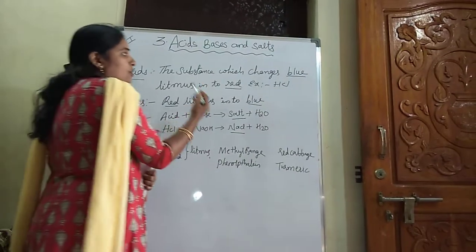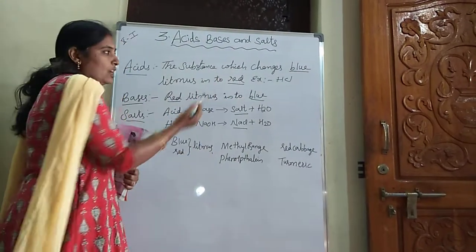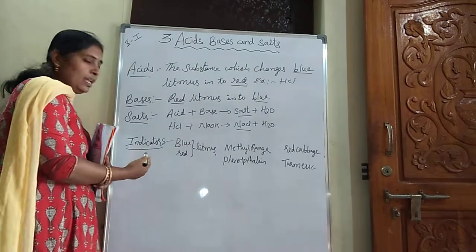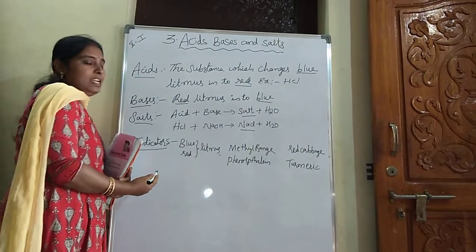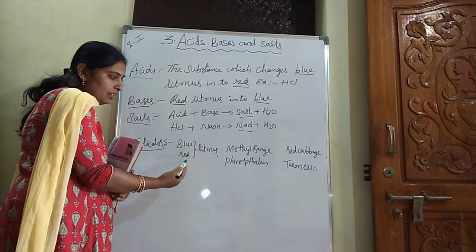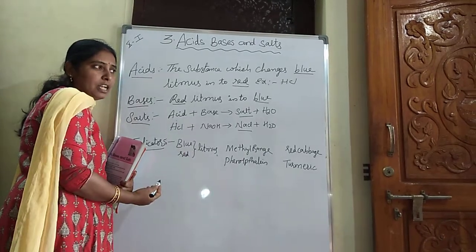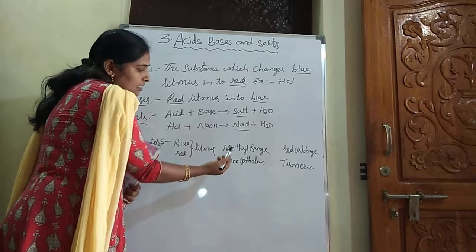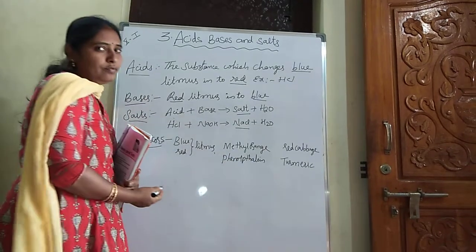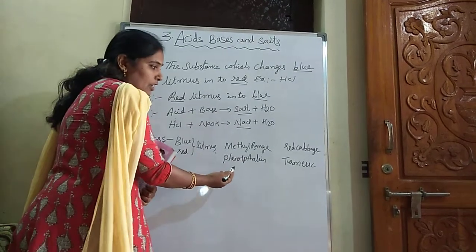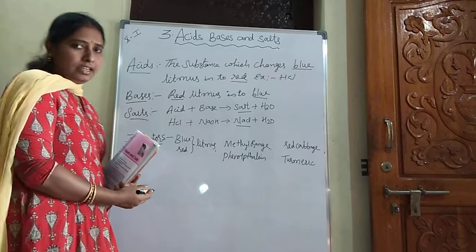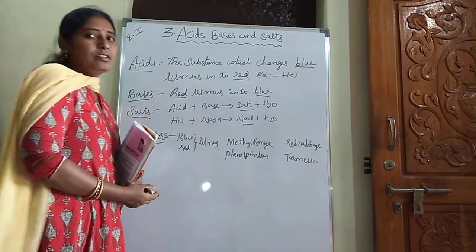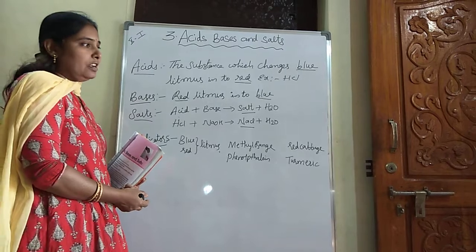To test whether it is an acid or a base, we are using blue litmus and red litmus. They are known as indicators. Not only these, we are using two more indicators, that is methyl orange and phenolphthalein. Methyl orange and phenolphthalein are known as synthetic indicators. Now, red cabbage, turmeric and hibiscus are known as natural indicators.